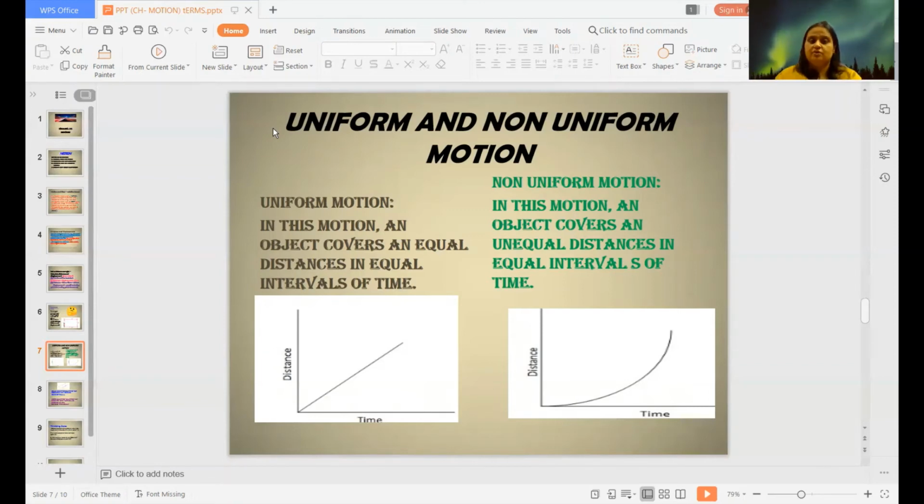So your distance covered was not the same as we have seen in the case of uniform motion. Because of that, you will say in equal intervals of time, we have covered unequal distances. So this is the definition of non-uniform motion. And when you draw the graph for this information, obviously that will not give a straight line because both are not changing in the same manner. So it will give you a curved line. So this is how you can define uniform and non-uniform motion.